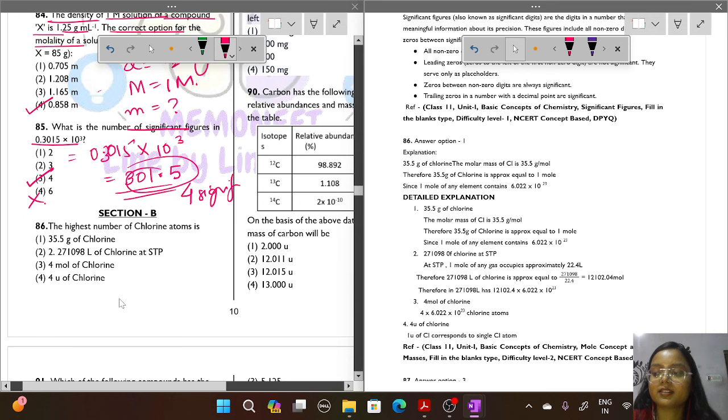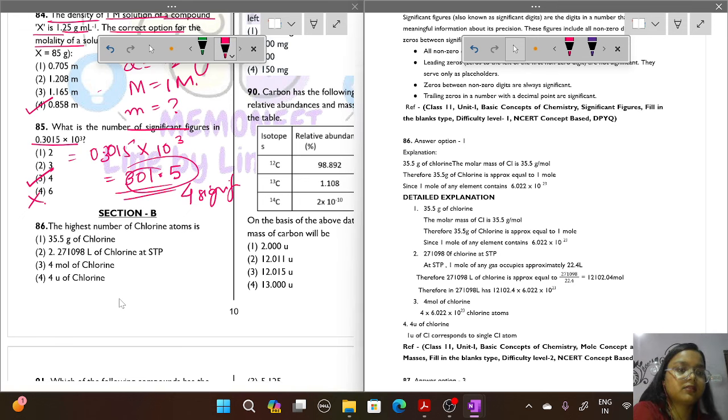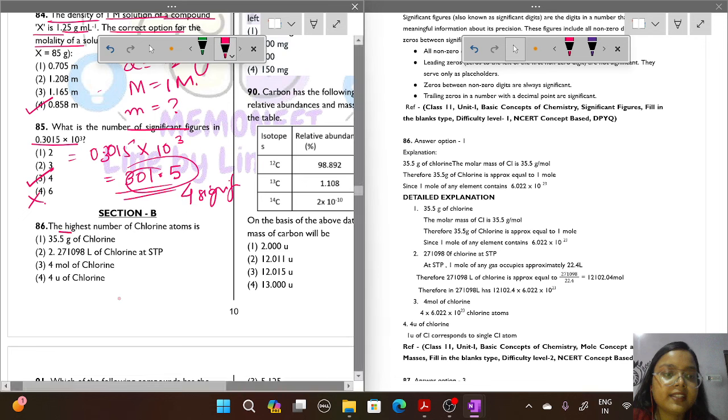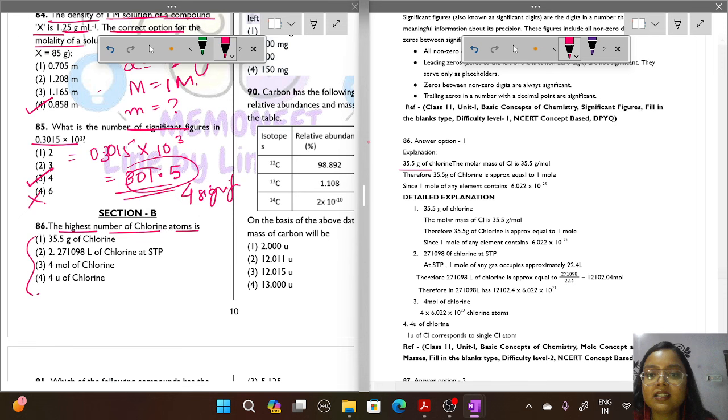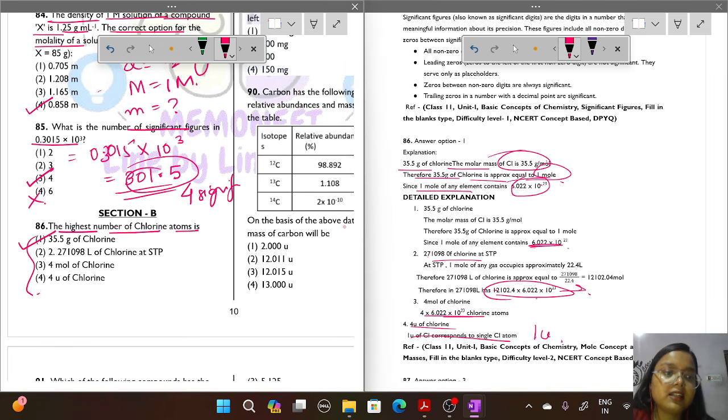Next is question number 86. The highest number of chlorine atoms is. So this type of question also we have done. How can we calculate the highest number of chlorine atoms? The atomic mass of chlorine is 35.5, therefore 35.5 gram of chlorine is approximately equal to 1 mole, since 1 mole of any element contains this much. So if we calculate 2.27 moles of chlorine at STP, in this case it will contain this much, 1.2124 moles of chlorine. Next, 4 mole will contain this much moles of chlorine. So option 1 will contain the highest number of chlorine atoms.